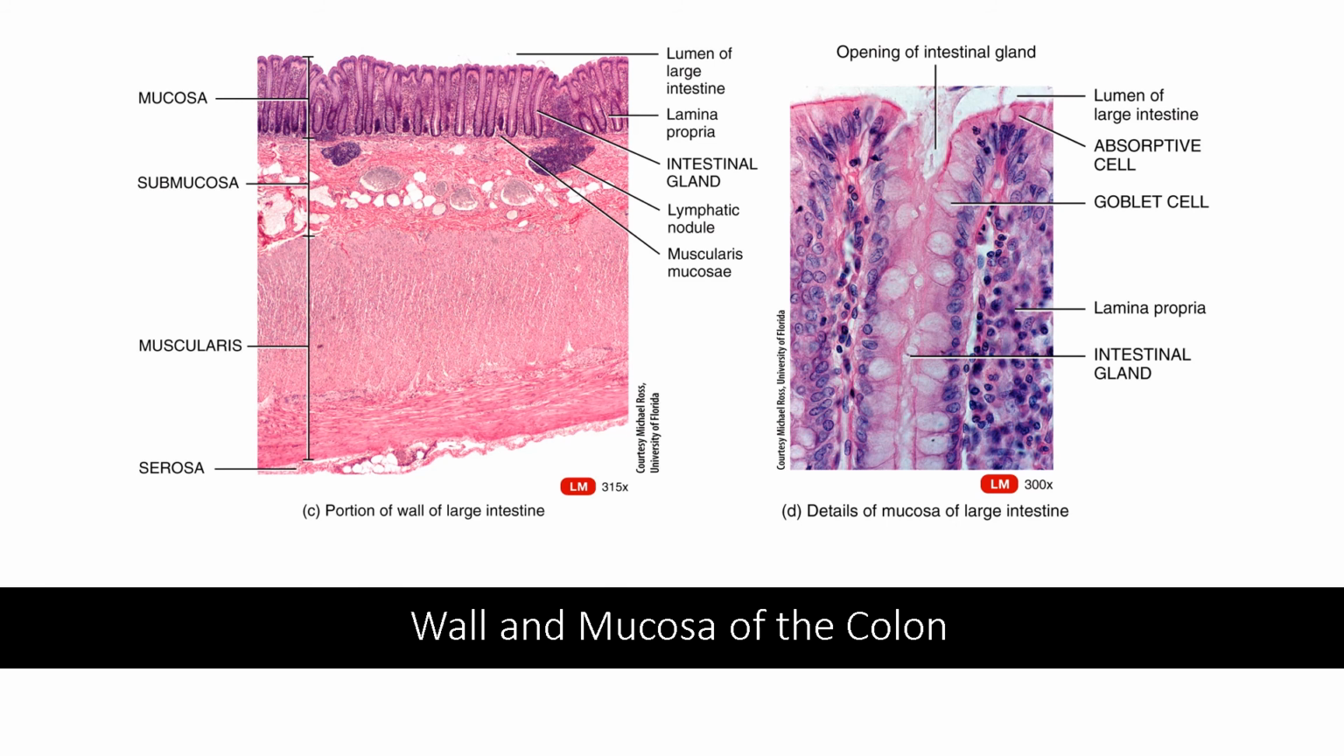Here is just some histology of the walls of the large intestine. You can see this very large muscularis layer, smaller submucosal layer, and large mucosa layer. On the right here, we can see these openings to the intestinal glands, the intestinal gland itself, and then we can also see these large white goblet cells that secrete the mucus, and then these smaller absorptive cells that will absorb water.